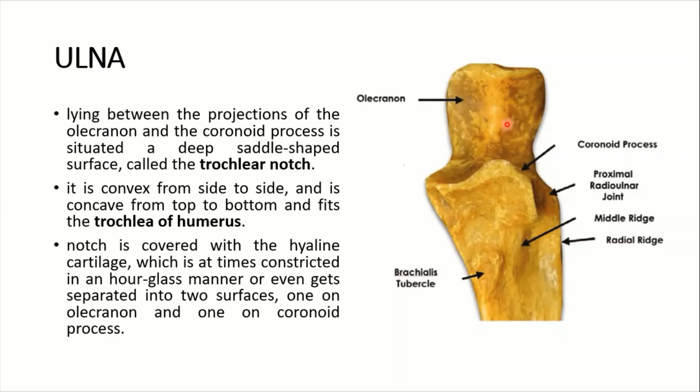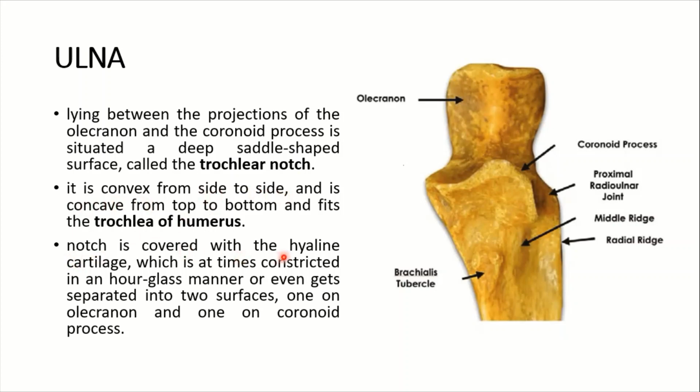And it's concave from top to bottom. You could see, from top to bottom, it is concave, and it fits the trochlea of the humerus. I've discussed the humerus already; it's on YouTube, you can see there. It fits in this notch to make the elbow joint. The head of the radius is also involved in that articulation.